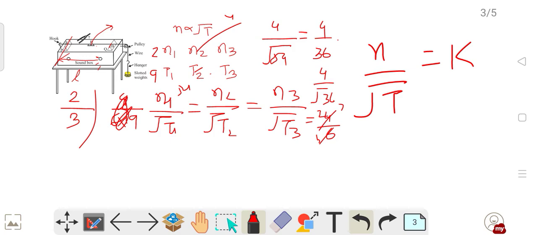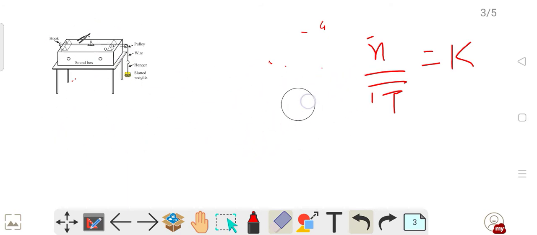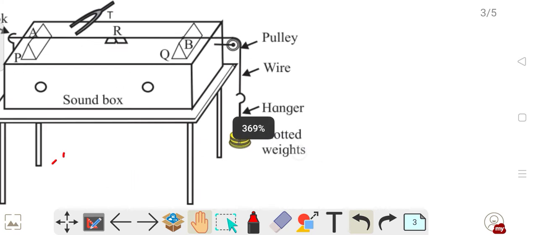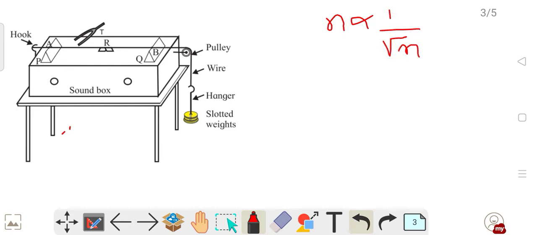So this is simple. Now you understood how the third law will be verified. You can do this now, the third law verification. For the third law, what did they do? First, let me tell you what the third law is. The third law is that n is directly proportional to 1 upon root m.